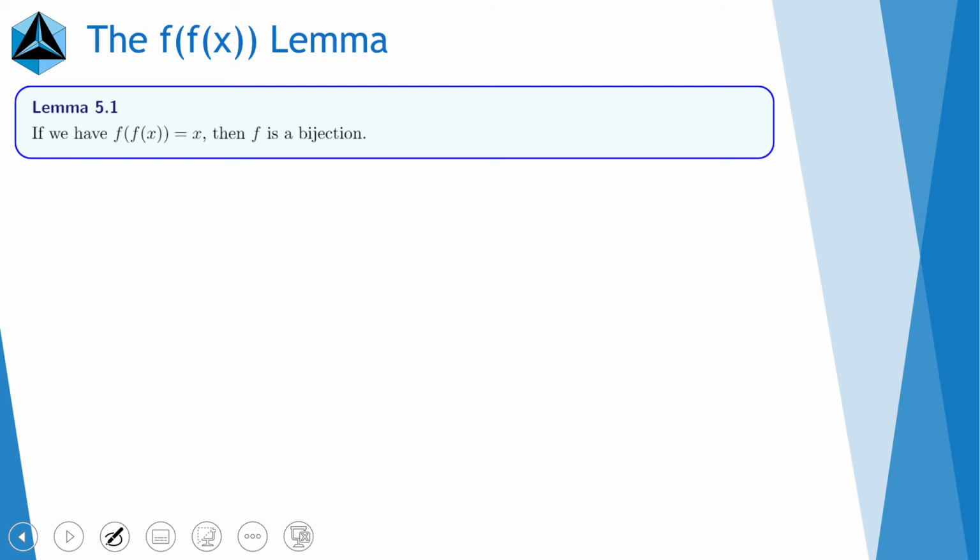Now we want to prove injectivity. This is a little harder, but bear with me. Let's say, for the sake of contradiction, that a and b are numbers such that f of a is equal to f of b, except a is not equal to b. If two such numbers existed, this means that f is not injective. So we want to run into a contradiction here.